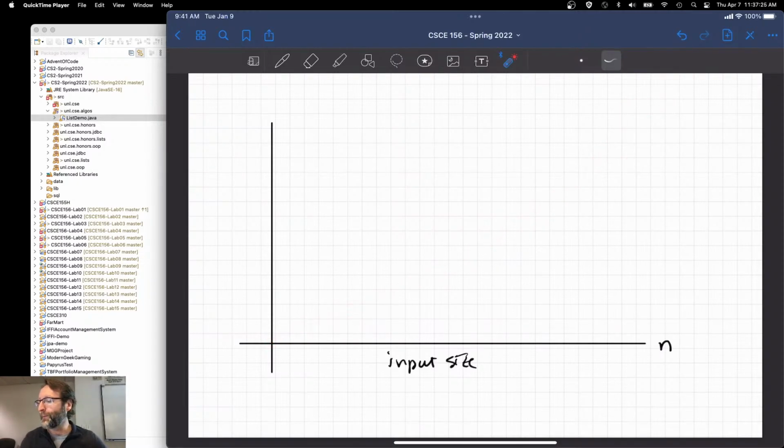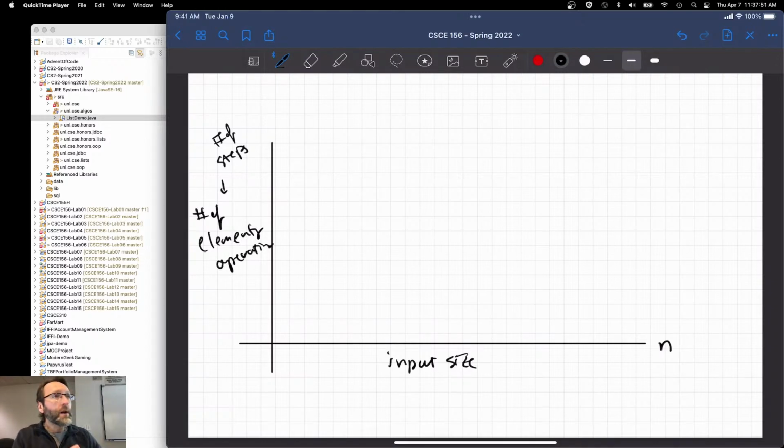What about the y-axis? For our purposes, it can be time, but what I'm going to label this as is the number of steps. Eventually, we're going to call this the number of elementary operations.